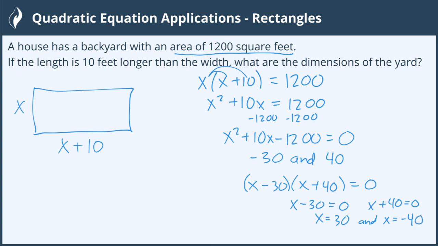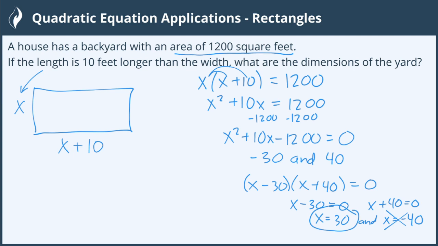Now let's go back to the context of this problem and ask ourselves, what does x mean? We defined it here in the very first step. We said that x was the width. We can't have a negative length for a width, so I'm immediately going to throw out negative 40. That just doesn't make sense in the context of this problem. So it sounds like 30 is going to be the one that I want.